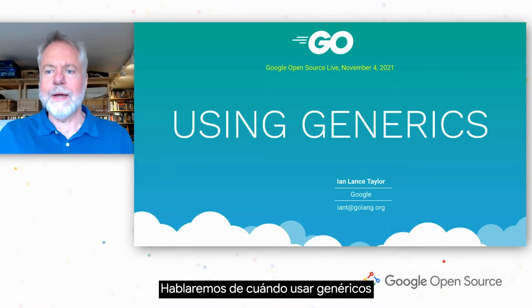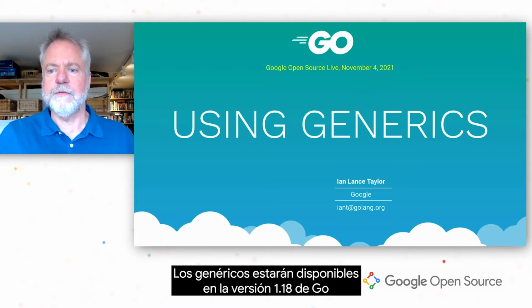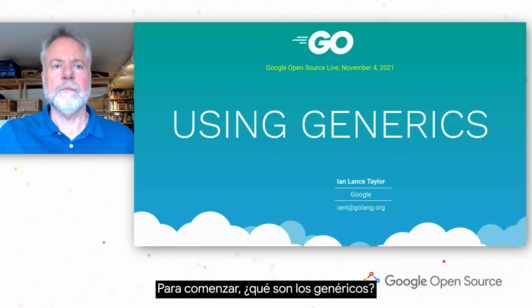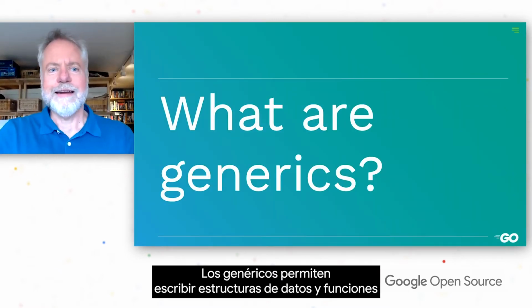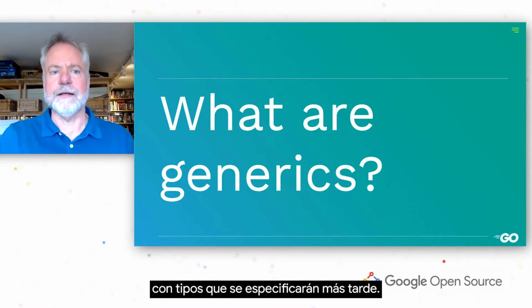We'll be talking about when to use generics, which is a new language feature that won't be available until the future. Generics will be available in the Go 1.18 release in February 2022. To start with, what are generics? Generics let you write data structures and functions with types that are specified later.